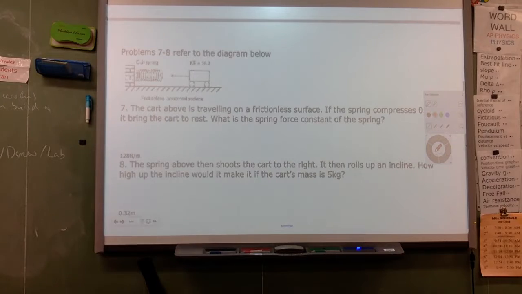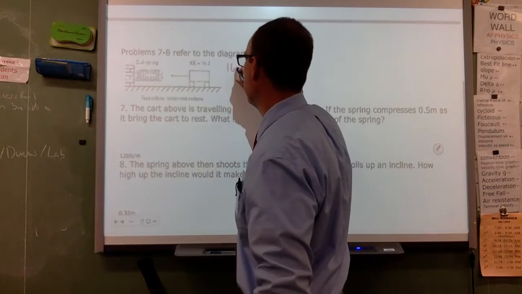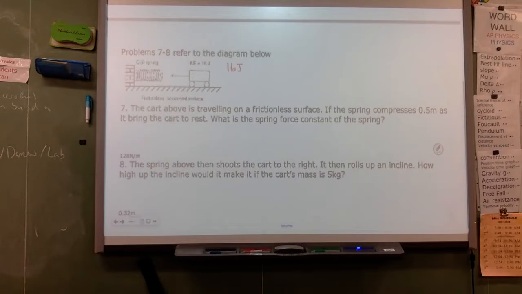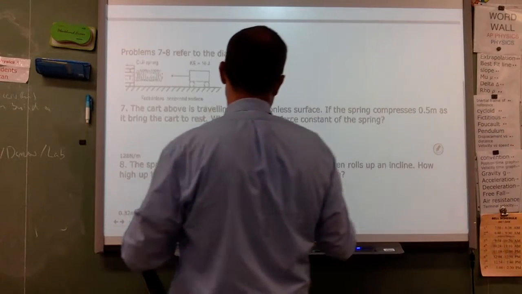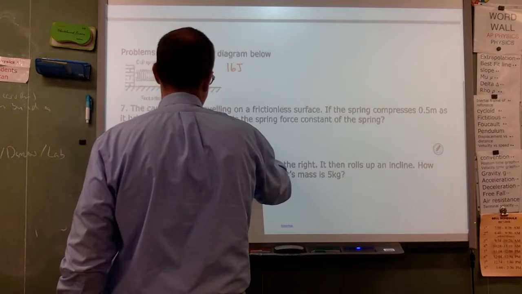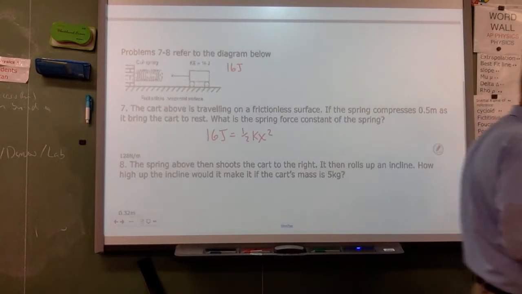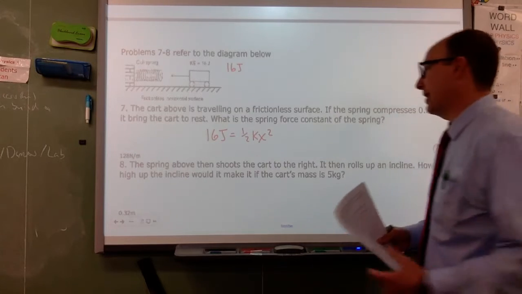All right, 7 and 8 are going to look at this picture. We have a cart that has 16 joules of energy. It's going to compress this spring. And so we're saying that it's traveling and it's going to compress it 0.5 meters. As it brings it to rest, I want to know what the spring force constant is. So all of this energy that was energy of motion is going to become energy stored in the spring, or 1/2 kx squared. So I want to get k by itself.